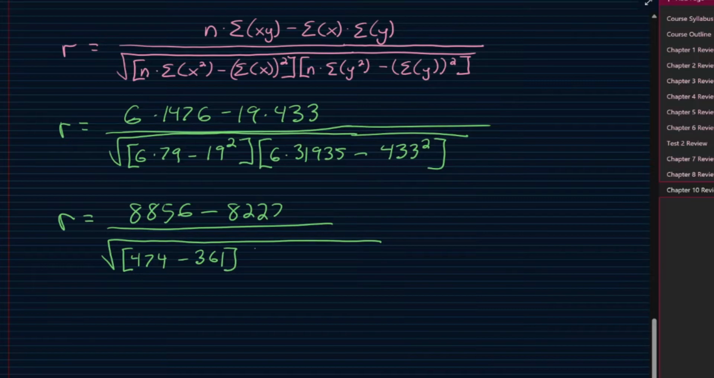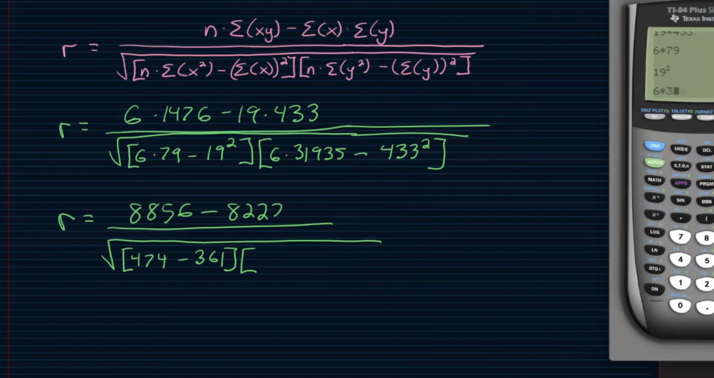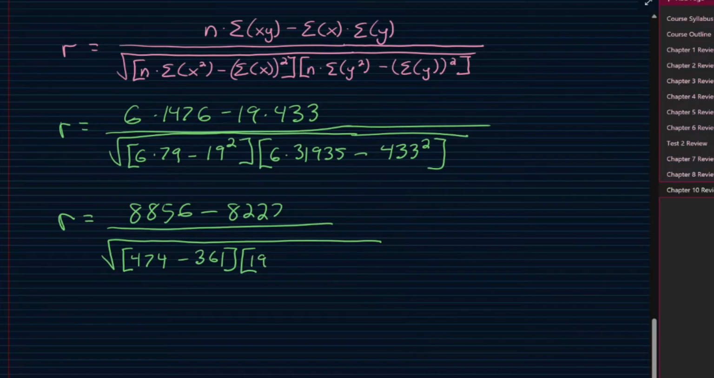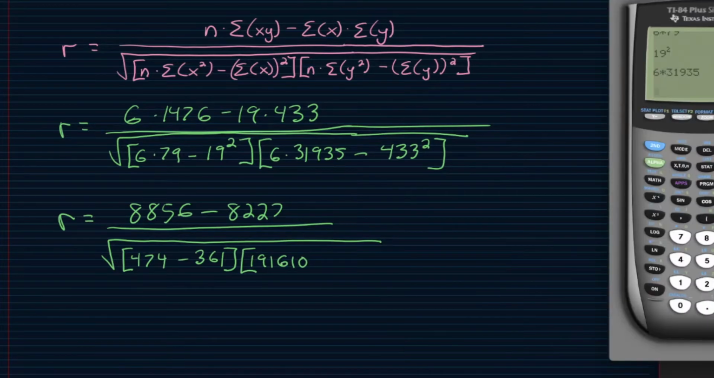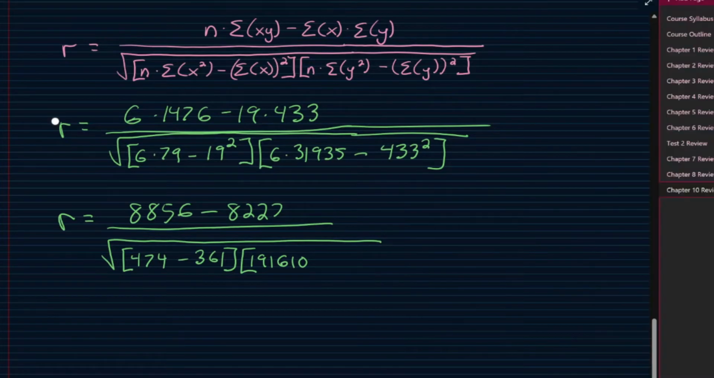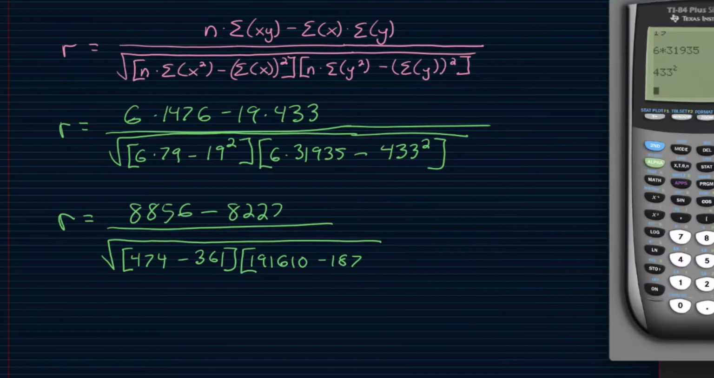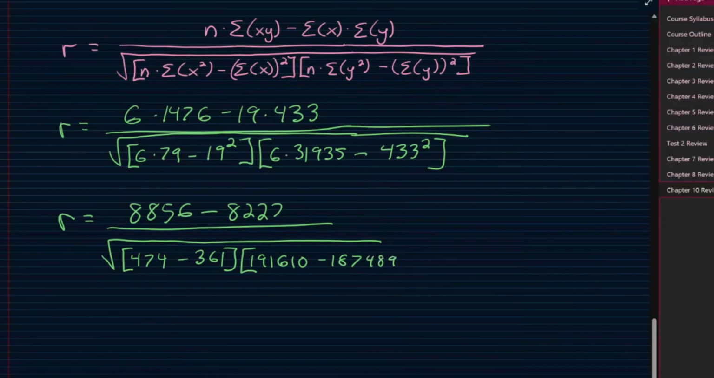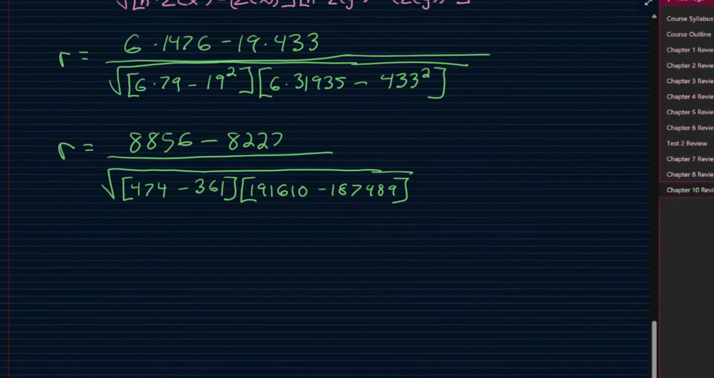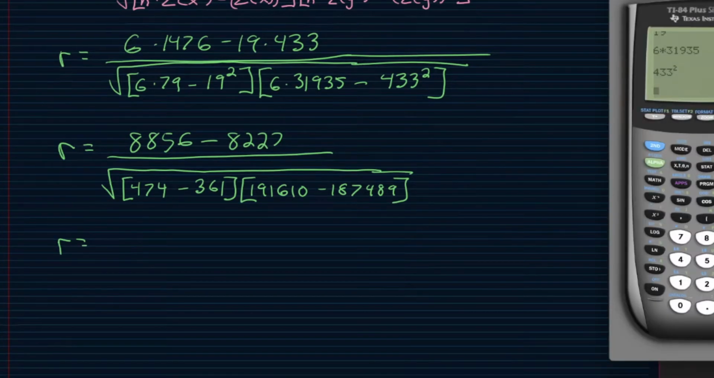Close bracket, open bracket. 6 times 31,935 is 191,610, minus 433 squared, which is 187,489. We're getting there. So the numerator, 8856 minus 8227, that's 629.